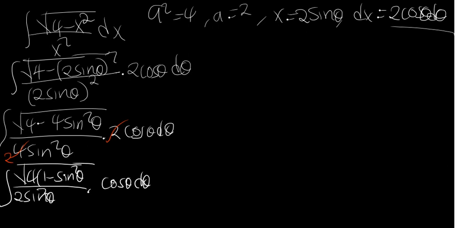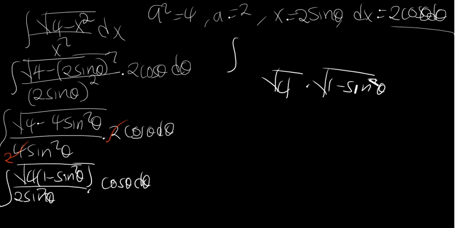So what's going to happen? We have 4 inside there, guys. We have 4 open brackets 1 minus sine squared theta. Now that 4 is the same as the square root of 4 times the square root of 1 minus sine squared theta, which is the same as the square root of 2, I put it as 2, then I put it there. Okay, it's the same, right?